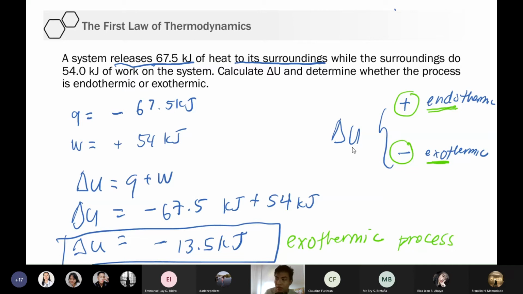Sir, meron bang reactions na delta U is positive? Meron. For example, yung tubig, haluin mo ng asin, positive yung delta U nun. Mafe-feel mo yon, lumalamig yung baso pag nilalagyan mo ng asin. And the delta U there is 4 kilojoules per mole.